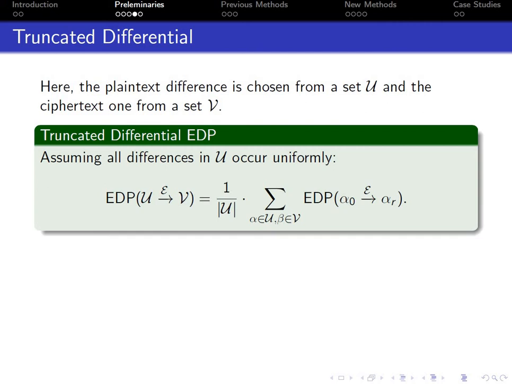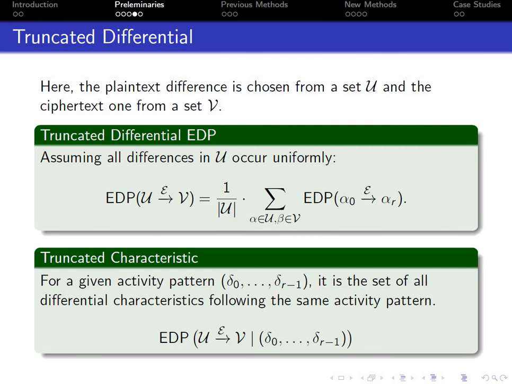One way to make the expected differential probability computation easier is partitioning the underlying characteristics by their activity pattern. We define the truncated differential characteristic for a given activity pattern shown by a vector of delta i's. This truncated differential characteristic is the set of all differential characteristics following the given activity pattern, and we denote the expected differential probability of these truncated differential characteristics by this notation.